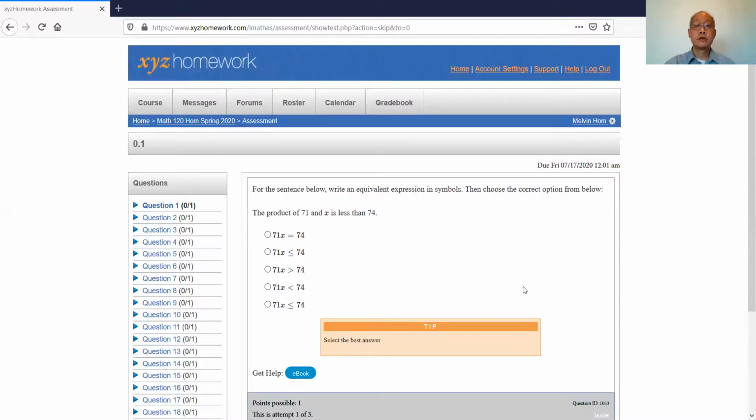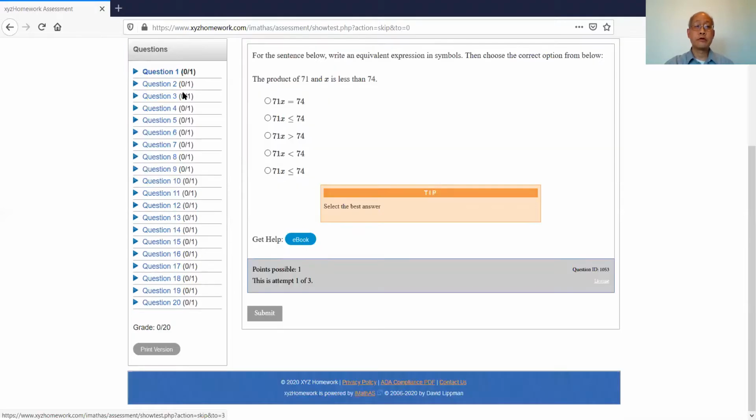So I'm bringing up XYZ homework right now. And here we are. This is section 0.1. You can see in the far left here, there's 20 questions. There usually tends to be somewhere between 15 and 20 questions. If there are word problems, there tends to be fewer, but roughly 20 questions for one particular homework assignment.